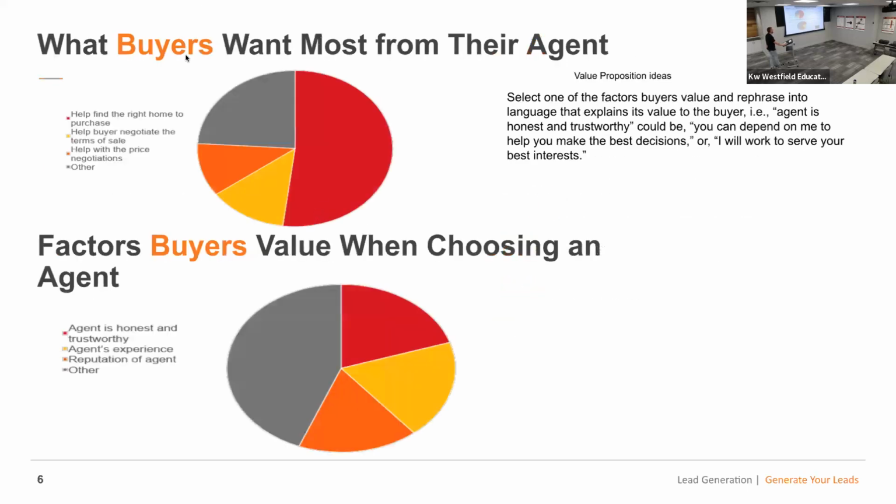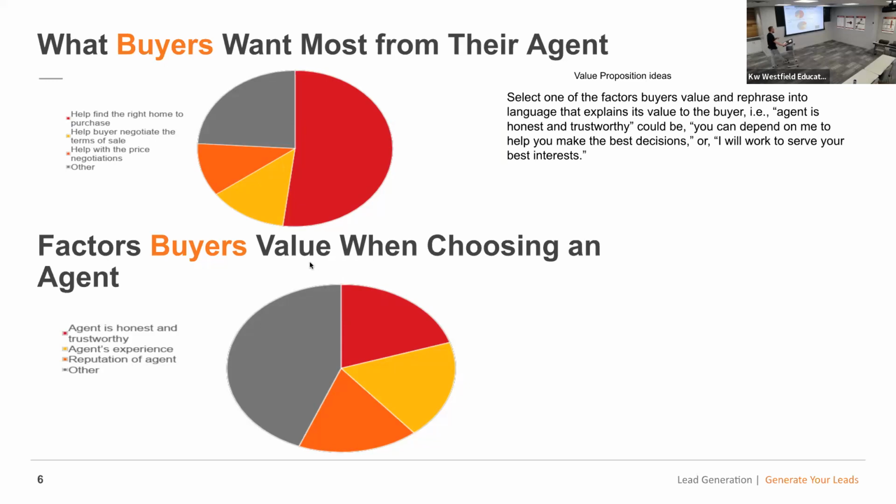It's in there twice. So again, just kind of driving this home, what buyers want most from their agent, and this is kind of a pie chart, right? Help them to find the right home to purchase, help them negotiate the terms of the sale, help them with price negotiations. The craziest thing about this, buyers are a lot easier than sellers because a lot of buyers either don't have a reference or, number two, they don't have to pay you. So they're less picky. They don't really care, right?